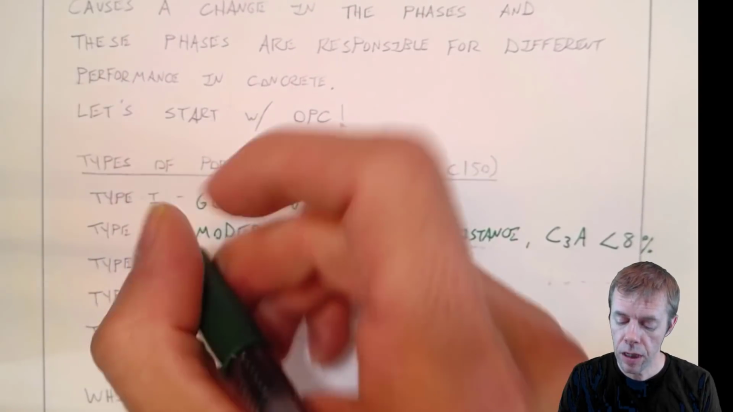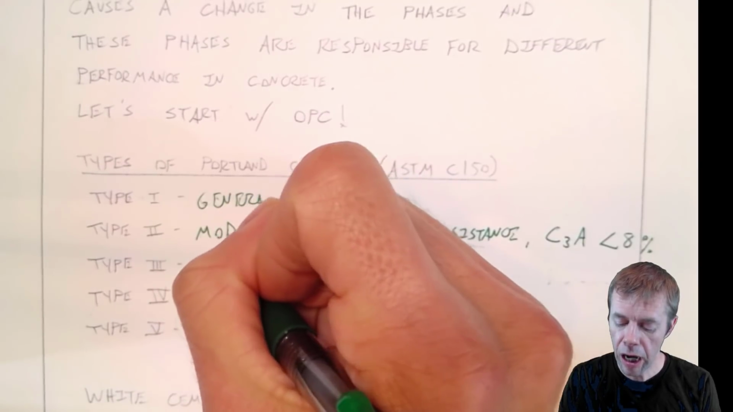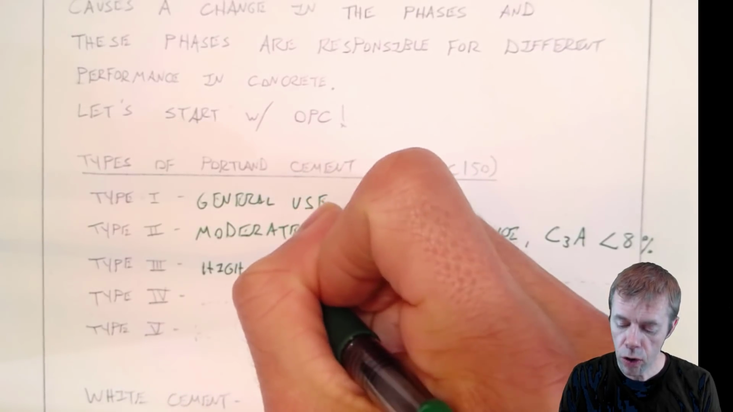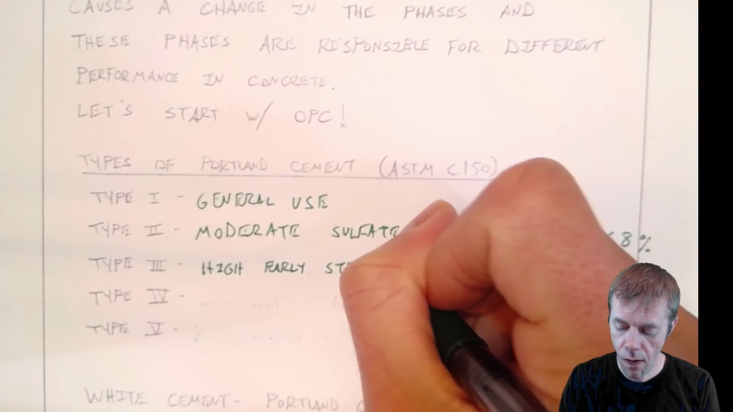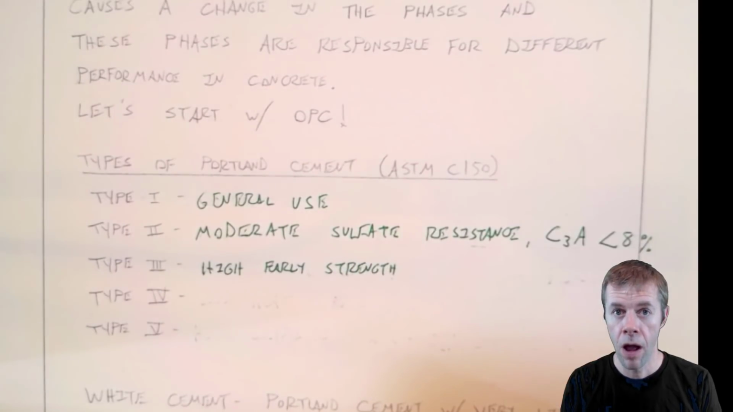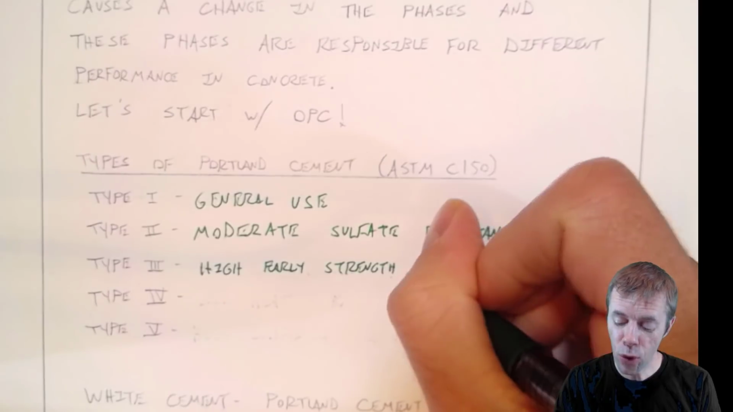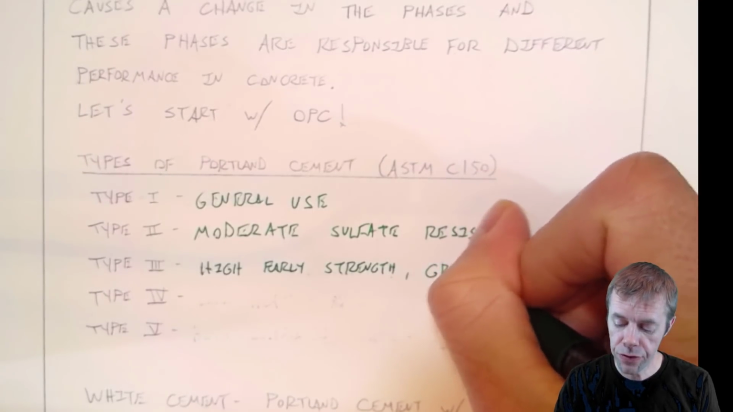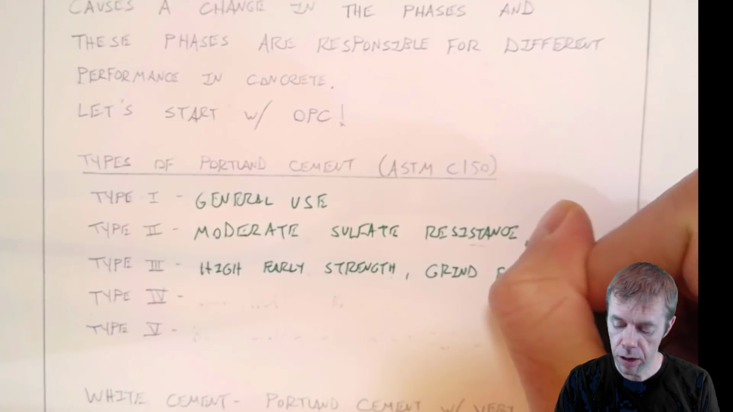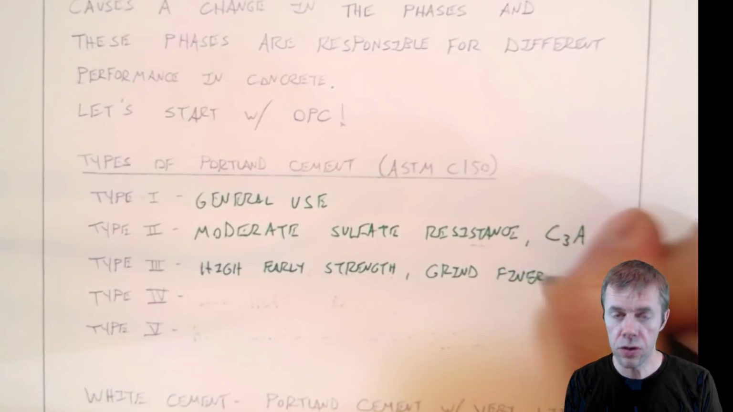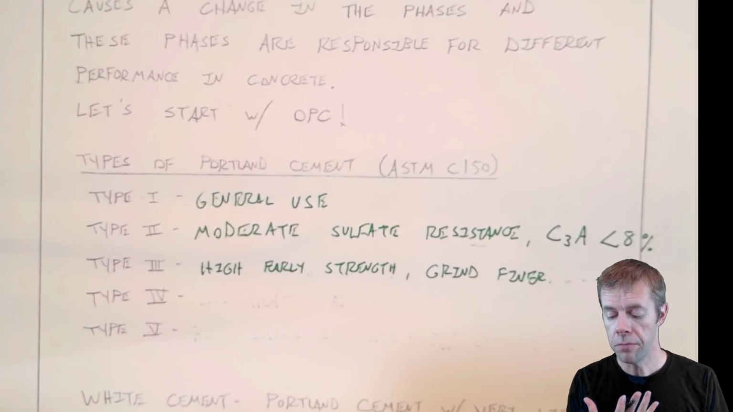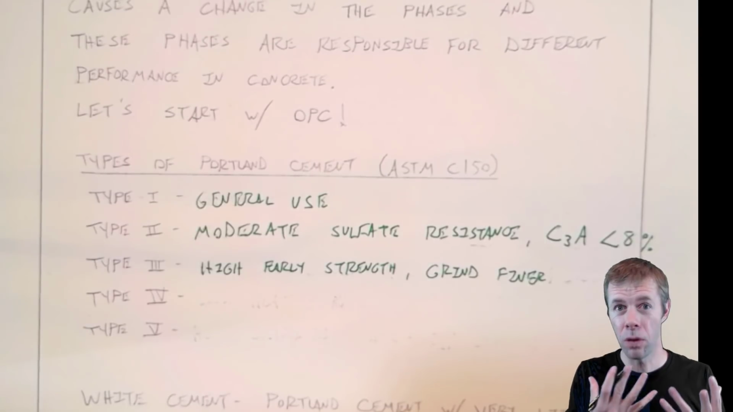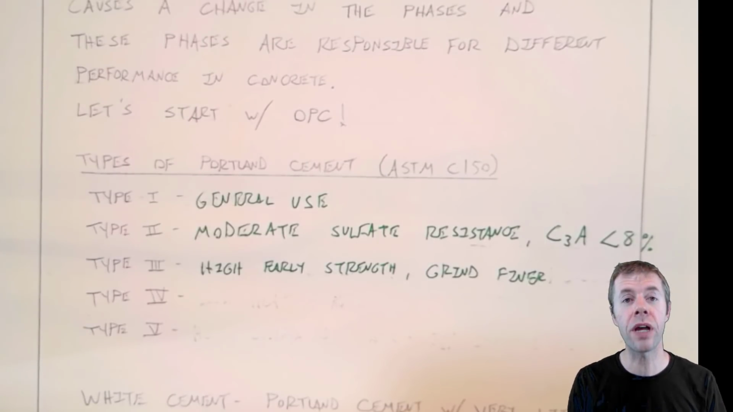Type 3. This is high early strength. High early strength. And the way you get that is you grind it finer. You grind the cement to be finer. So this costs more energy. This is not as sustainable as other ones, but if you need high early strength gain, you can do it. You can ask for a type 3 cement.